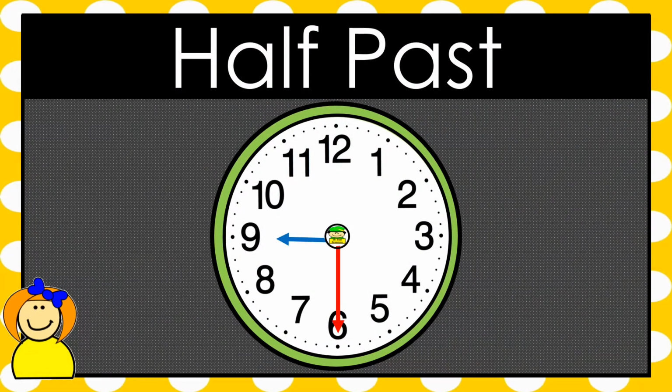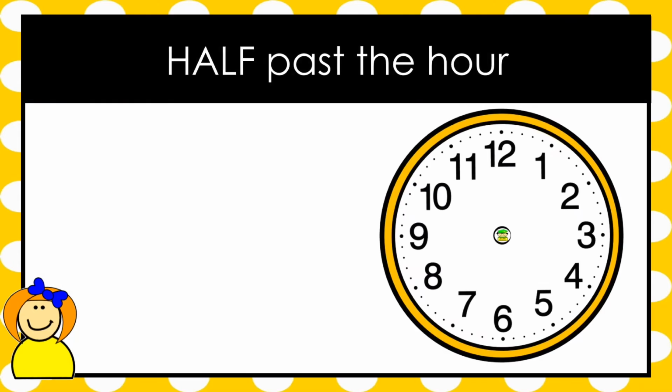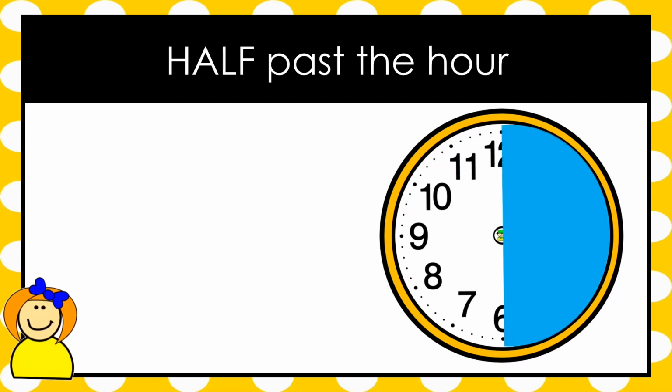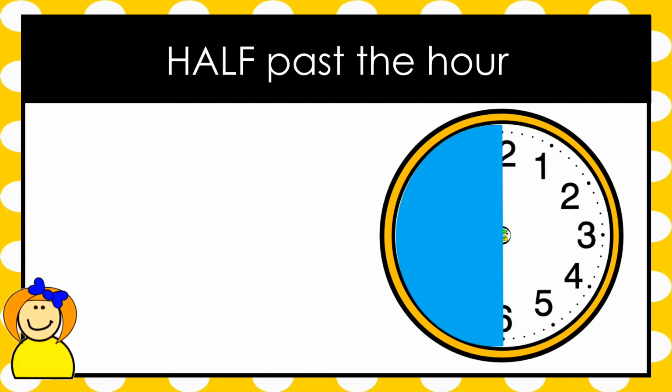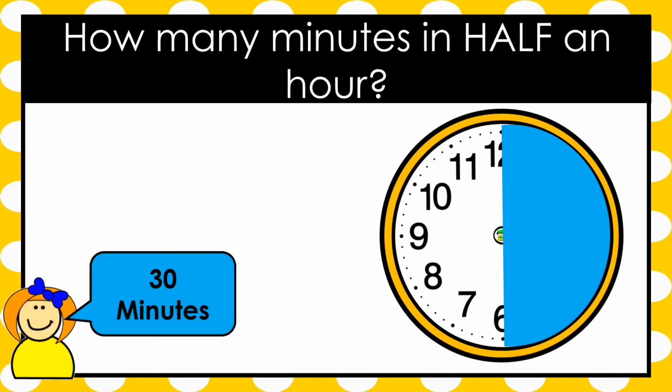Let's now look at how to read half past. We know that the clock face shows us a full circle with 60 notches showing us our 60 minutes in 1 hour. This circle is made up of 2 halves. If there is 60 minutes in 1 hour, how many minutes do you think there is in half an hour? The answer is 30 minutes. There are 30 minutes in half an hour.